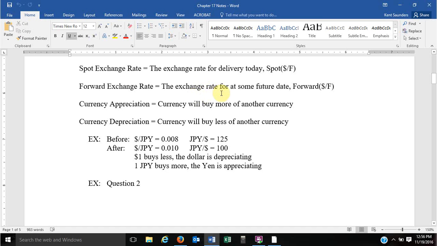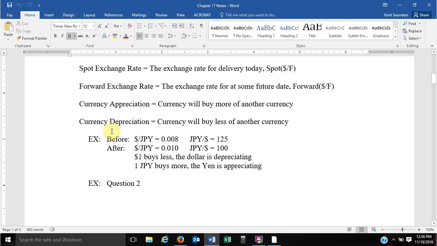So that is the exchange rate. It's still the exchange rate, whether it be dollars per foreign currency unit or foreign currency units per dollar. We're talking about just locking that in for exchange at some point in the future. So that's the forward exchange rate. Okay, because what does happen is exchange rates change. And if exchange rates change such that a currency will buy more of another currency, the currency that will buy more is appreciating. Whereas if a currency buys less of the foreign currency, that currency is depreciating.